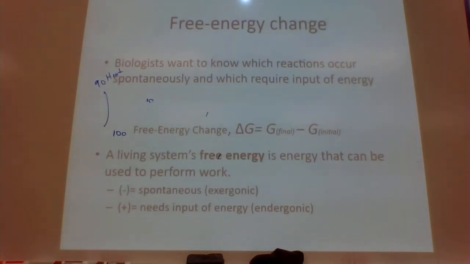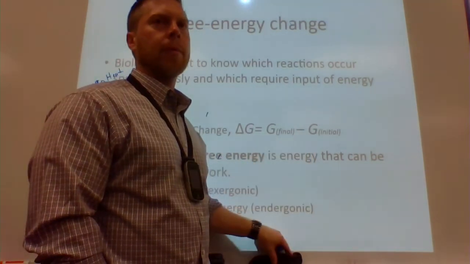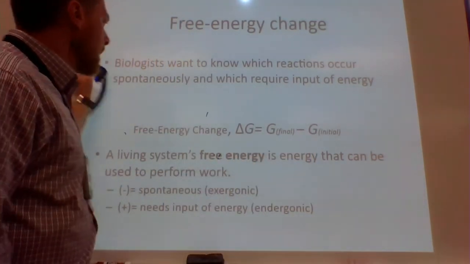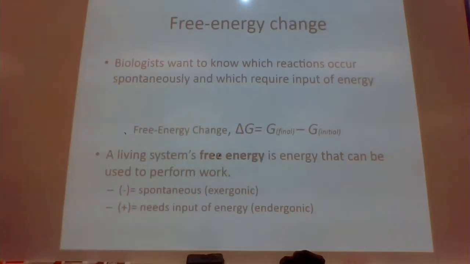Now, when energy is being converted, when energy is being used, we always look at something called free energy. And free energy is always designated by the letter G. Free energy is usable energy. It's the energy that can actually be used to perform work. That is how you would define free energy. In other words, free energy is basically the total energy minus the amount that's lost as what? Heat. Because heat is not usable.